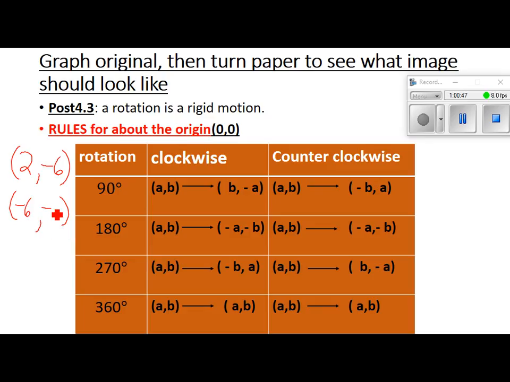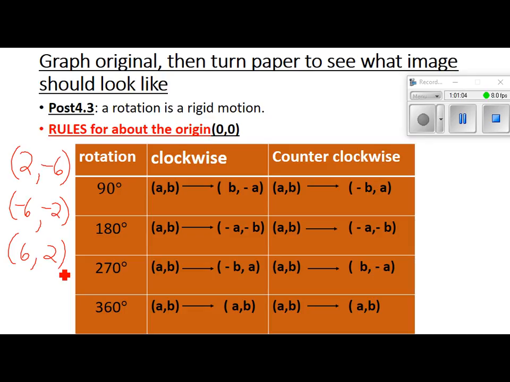Oh, wait. We're doing (-6, -2) counterclockwise. Okay. Counterclockwise, what would it be? Negative 6, -2. Because on counterclockwise, you don't change that sign.